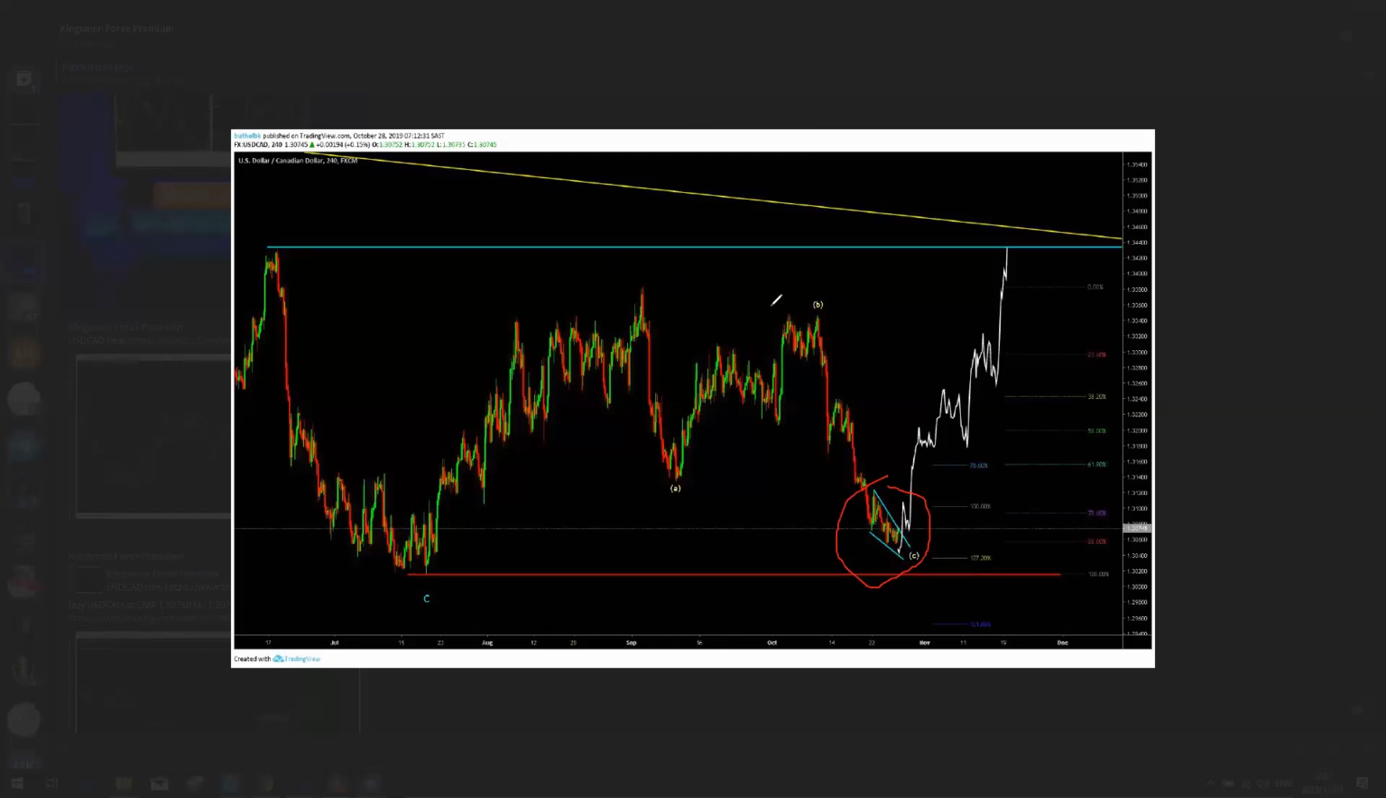Okay, 1, 2. Let me change the pen color to something we can see. So it was based on this three-wave move. The divergence was just a bonus and confluence to our analysis. So this is what made us take this trade.